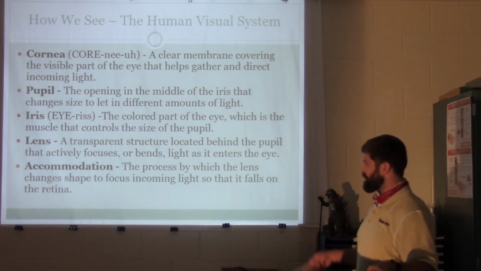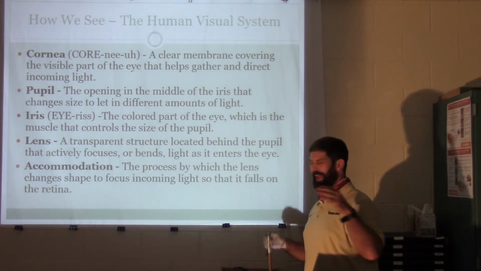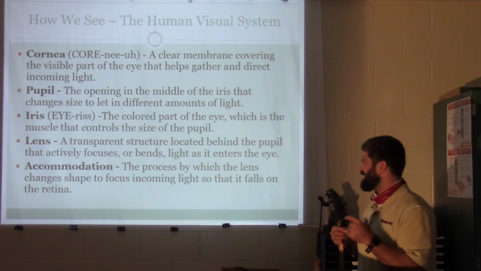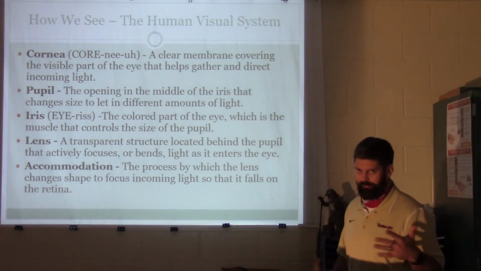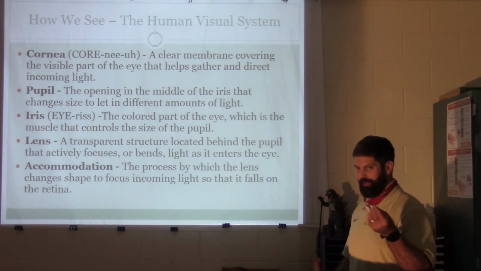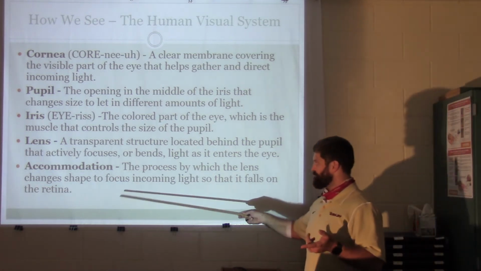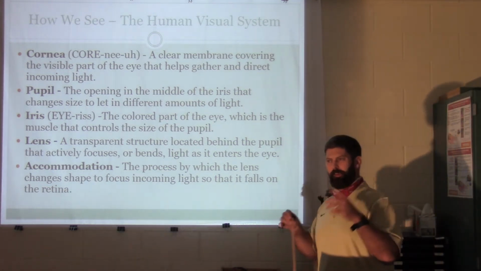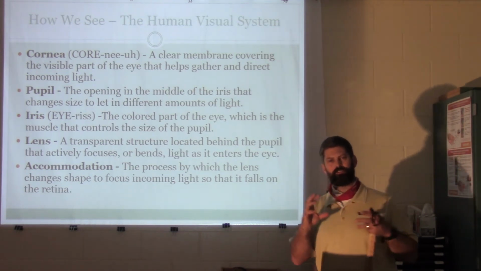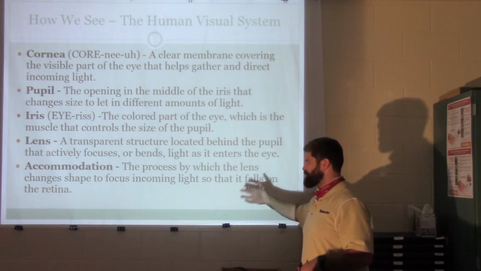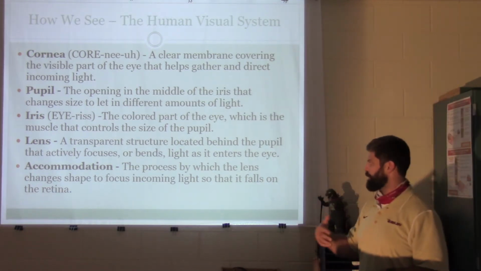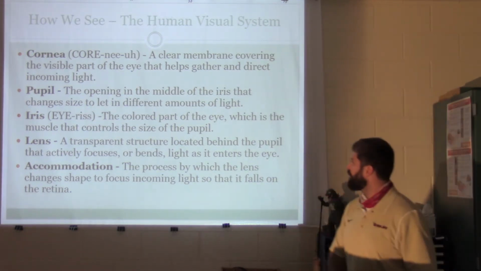The lens is a transparent structure located behind the pupil that actively focuses or bends light as it enters the eye. Imagine it as a magnifying glass that focuses light on the back of the eye, which is the retina. Accommodation is the process by which the lens changes shape to focus incoming light so that it falls on the retina.